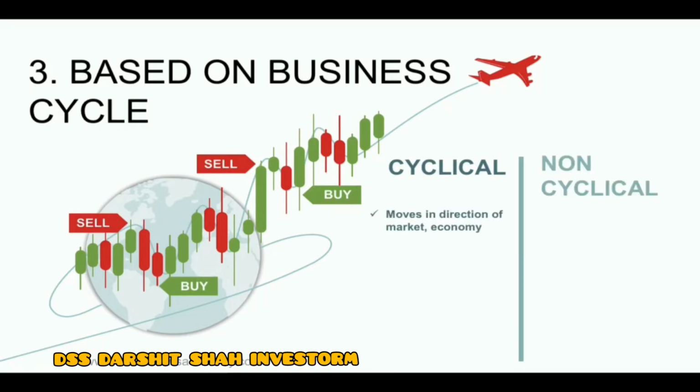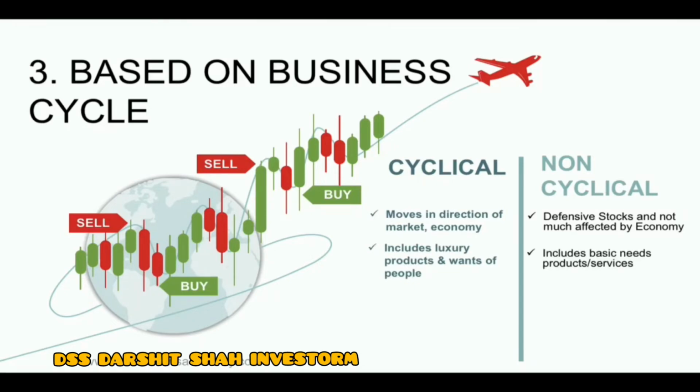So cyclical stocks are those stocks which move in the direction of the market or economy. If the market and economy is doing good, these industries or these stocks will also perform good, and if the market is doing bad or the economy is doing bad, these industries and these stocks will also perform bad. On the other hand, non-cyclical stocks are called defensive stocks, and they are not much affected by the economy. Now cyclical stocks include luxury products and wants of the people. On the other hand, non-cyclical stocks include basic needs, products and services.